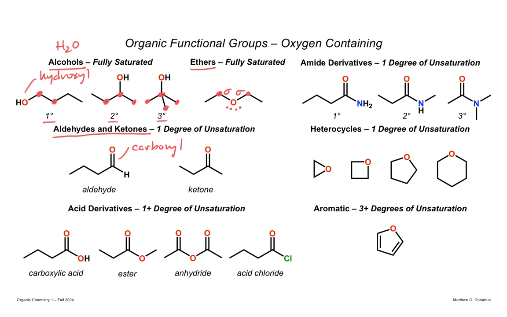Carbonyl, carbonyl. If the carbonyl group is at position 1 in the chain, it's called an aldehyde. That means the carbonyl group has an H and then a carbon bonded to it. If the carbonyl group is internal, it has 2 carbons, and that's called a ketone.